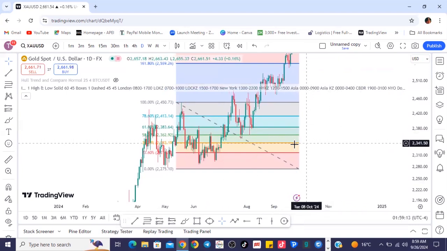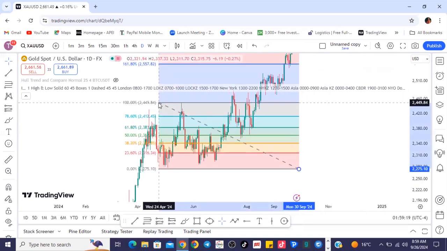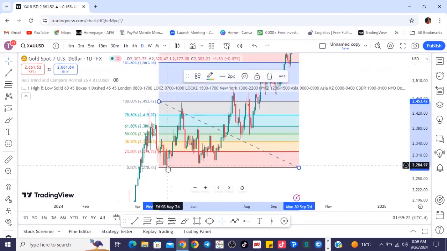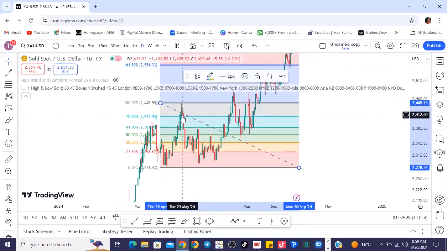So what we do is that after the price pushes up to this level, remember this is where the price began from. This is the swing low, and this is the swing high that we have at that particular point. So now we want to look for retracements.